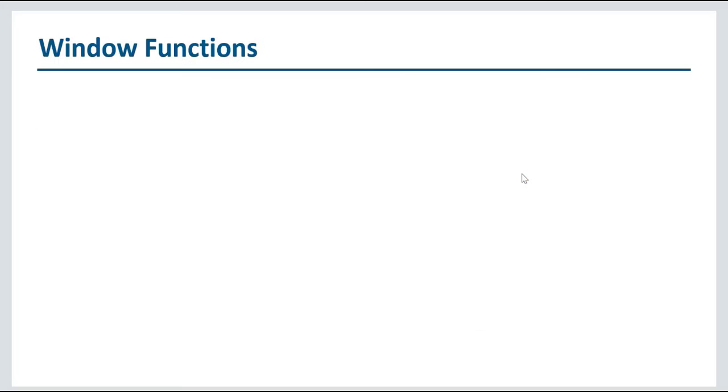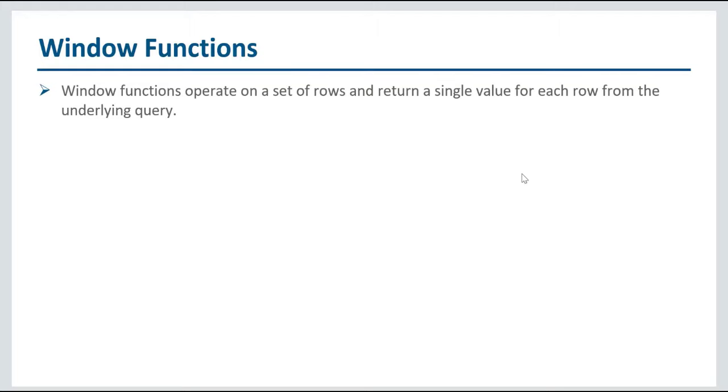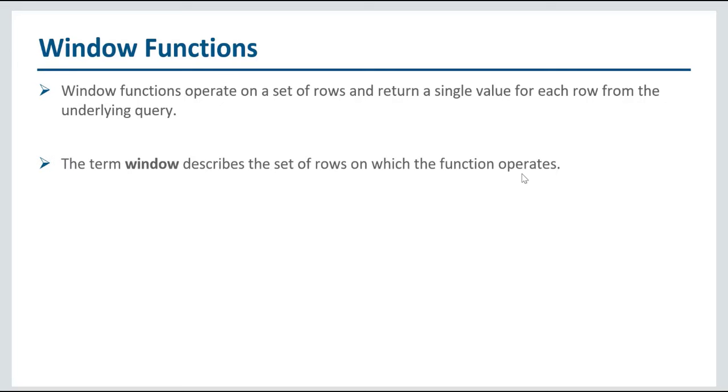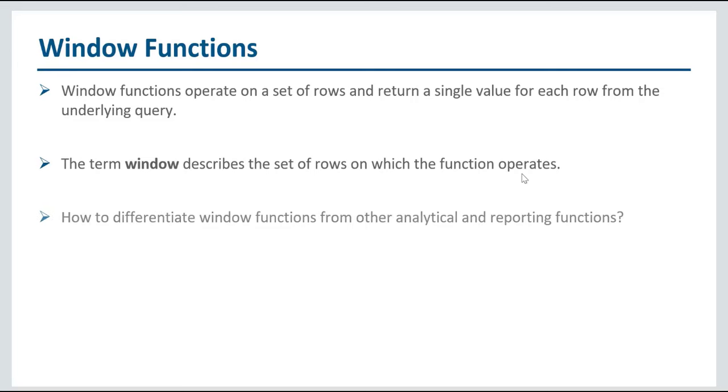So what are window functions? Window functions operate on a set of rows and return a single value for each row from the underlying query. The term window describes the set of rows on which the function operates. Now the question is how to differentiate window functions from other analytical and reporting functions. And the answer is the over clause. The over clause is used to differentiate between a window function and other analytical functions.